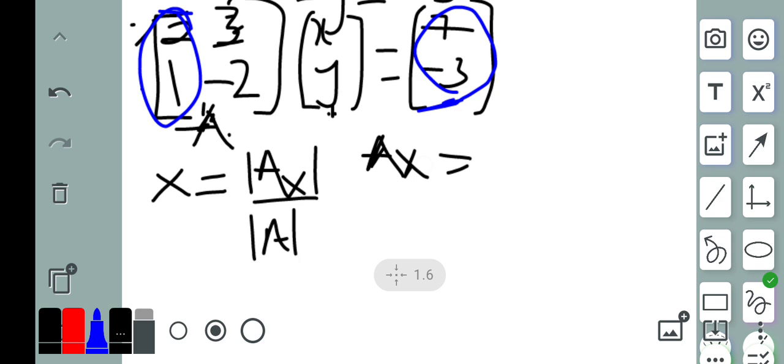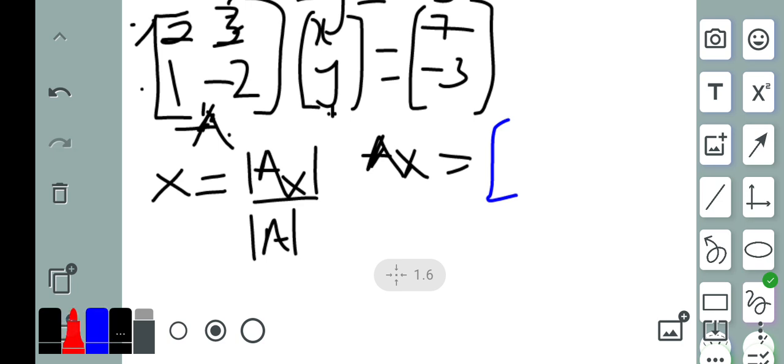This is my matrix A. I'm going to remove the coefficients of x, which are 2 and 1, and add my constant terms there. So my Ax will now be, let me use brackets, 7 minus 3, which replaces the column I removed, and then we have 3 and 2.